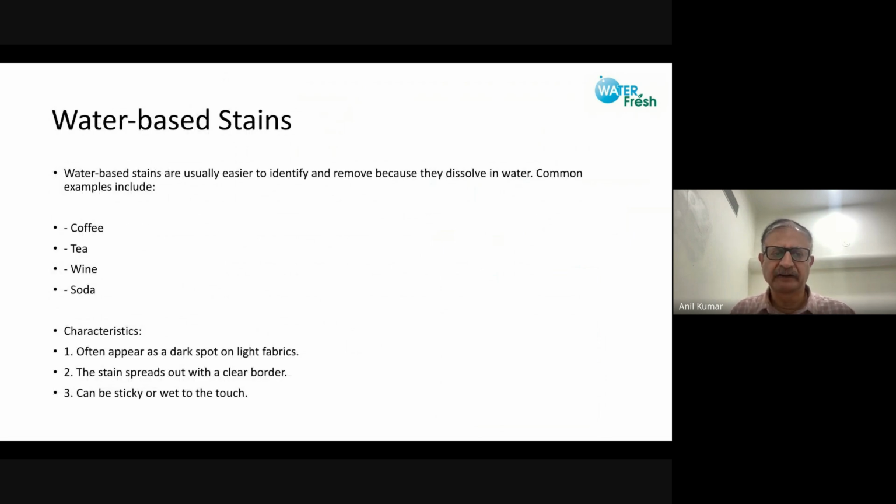Firstly, water-based stains. Water-based stains are usually easier to identify and remove because they dissolve in water. Common examples include coffee, tea, wine, soda. Their characteristics are that they often appear as dark spots on light fabrics. The stain spreads out with a clear border and can be sticky or wet to touch.